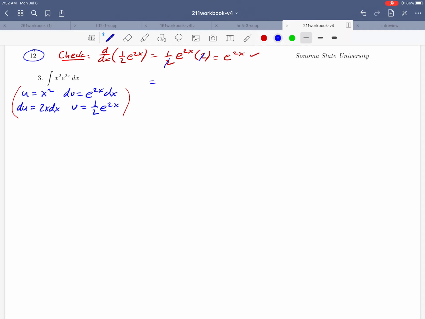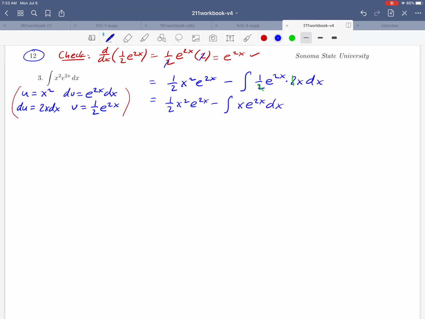So if we write down the integration by parts formula, we're going to get u times v. We take u and v and multiply them together. We'll get 1/2 x squared e to the 2x. I've written those terms in a little bit different of an order, but that's okay. And minus the integral of v du. Let's see, v is 1/2 e to the 2x, and du is 2x dx. Okay, we get a little cancellation here, so those 2's go away. And let's see what we've got here. 1/2 x squared e to the 2x minus, after we simplified, the integral of x e to the 2x.